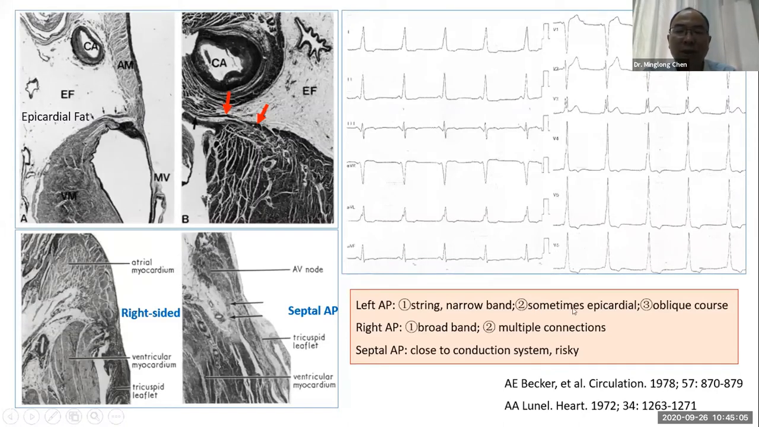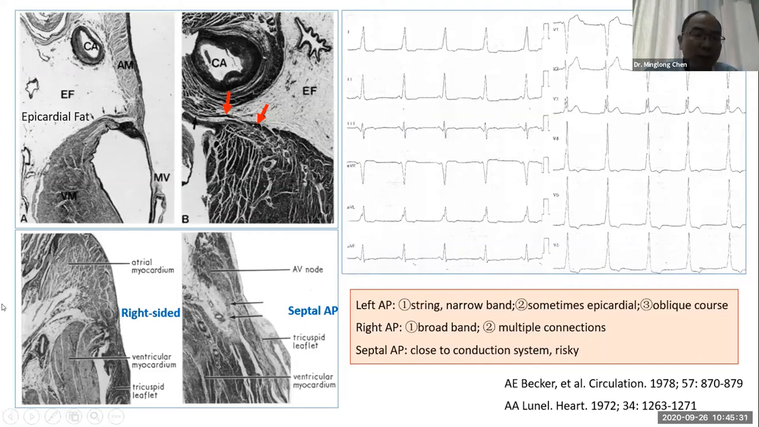But sometimes it can be epicardial. So this is the epicardial fat, but sometimes it's not so close to the endocardial. And sometimes because of the coronary sinus, it can be epicardial. In some cases, the atrial insertion point and ventricular insertion point are not at the same spot, so the pathway will be oblique. This is the left extra pathway.